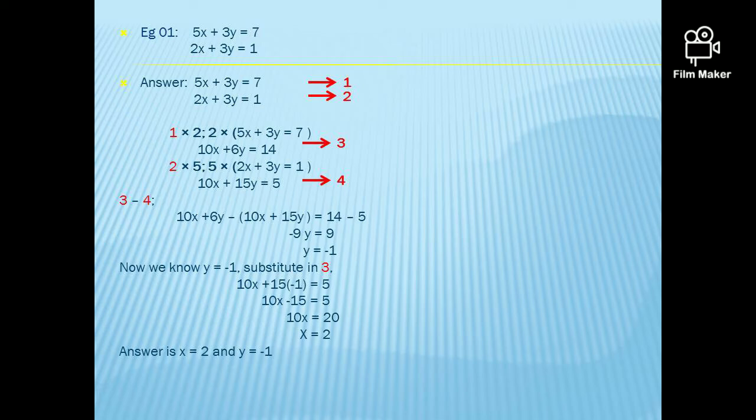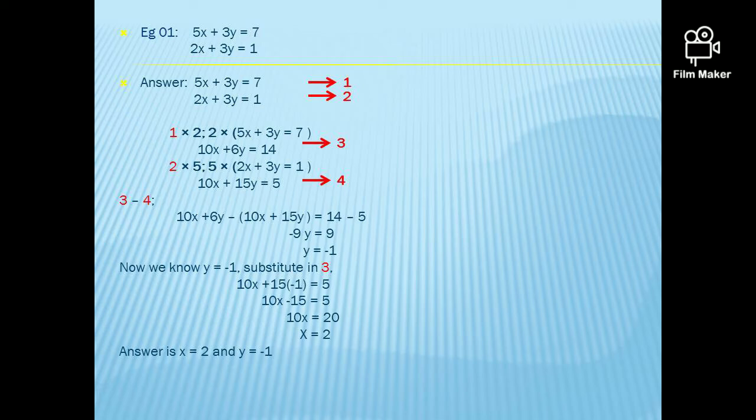It doesn't matter, as I mentioned in the previous slide; 3 minus 4 or 4 minus 3 should be applicable. The only thing is that you need to subtract. Then 10x plus 6y minus 10x plus 15y equals 14 minus 5. With that, you obtain the answer minus 9y equals 9, y equals minus 1.